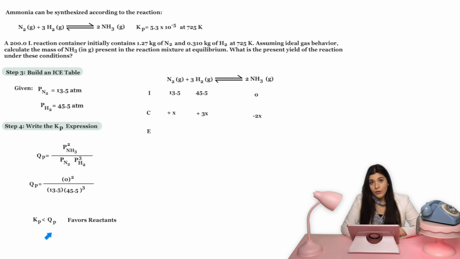However, if KP were greater than QP, then it would be favoring the product side, which is the typical reaction. So then this would have been negative here on our reactants and positive for our products. But that's not the case in this case.